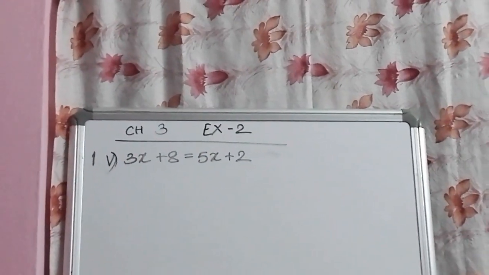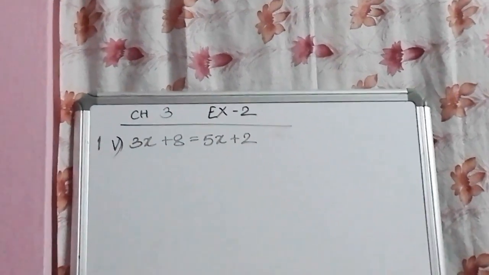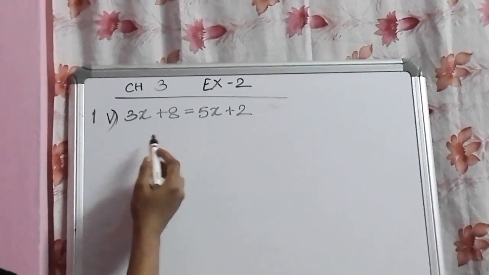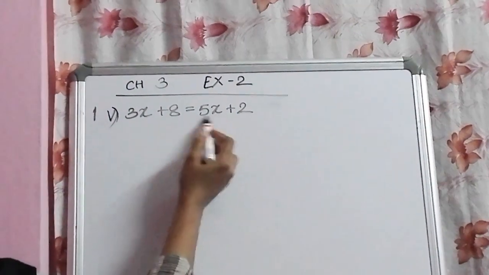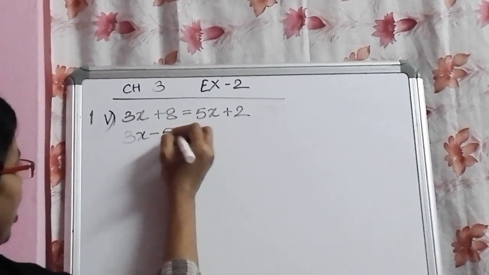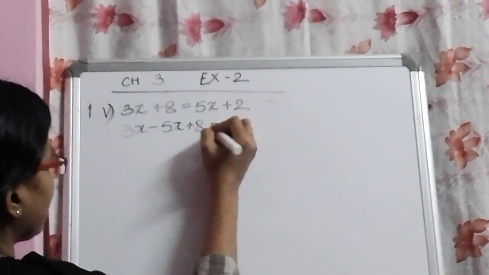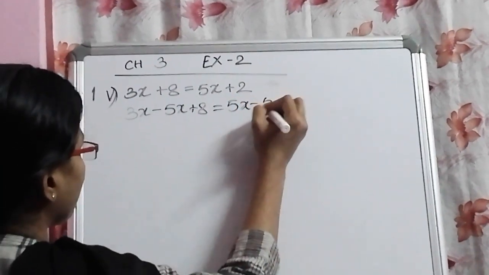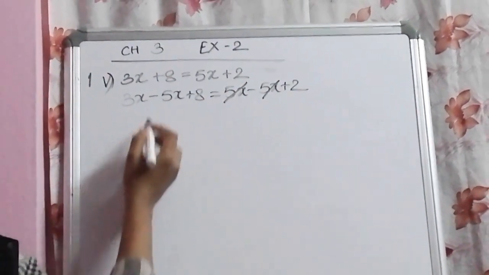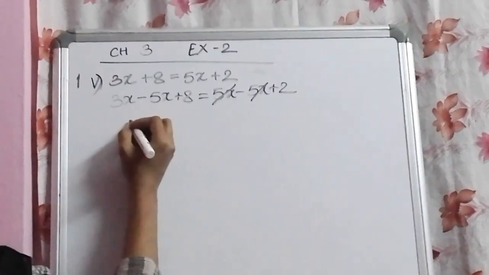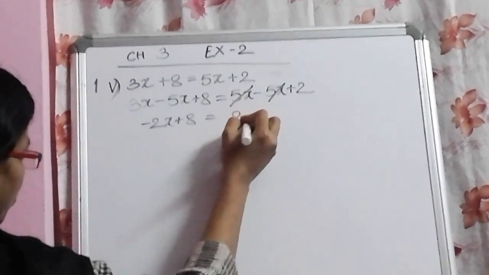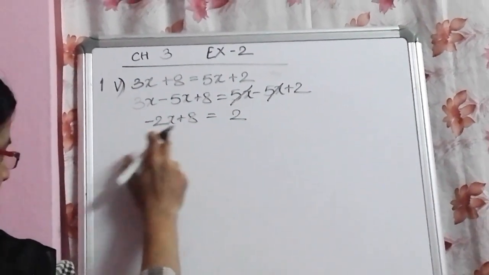Let us do the fifth problem. 3x plus 8 is equal to 5x plus 2. Here we should see that the variable is on the LHS side, and on the RHS we don't have any variable. So on both sides, let us subtract 5x. 3x plus 8 is equal to 5x minus 5x plus 2. Plus 5x and minus 5x get cancelled, and here 3 minus 5 is nothing but minus 2x plus 8 is equal to 2. Here we should see that only the variable is there.